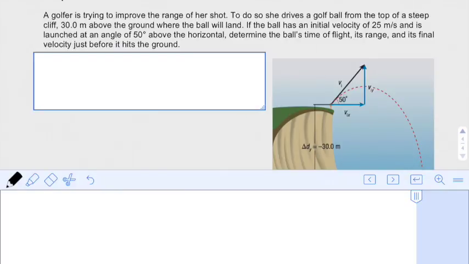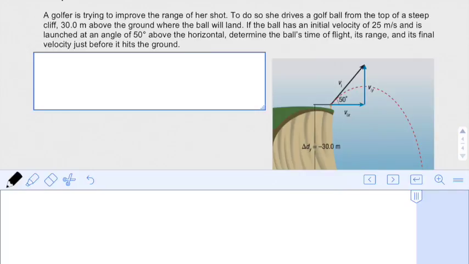To do so, she drives a ball from the top of a steep cliff, 30 meters above the ground, where the ball will land. If the ball has an initial velocity of 25 meters per second and is launched at an angle of 50 degrees above the horizontal, determine the ball's time of flight, its range, and its final velocity just before it hits the ground.